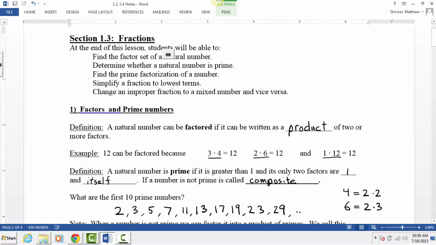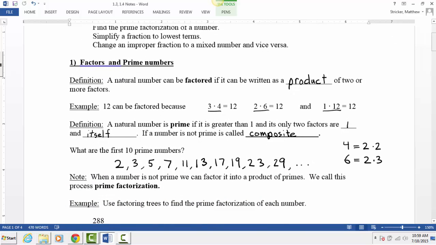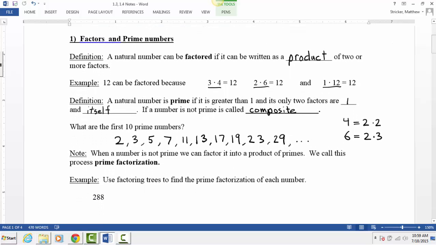And this list just goes on and on and on. In fact, there are competitions where people make lots of money nowadays to figure out what the next greatest prime number is. And really, you can only use computers to help you figure that out. Okay, so then we have this little note here. It says when a number is not prime, we can factor it into a product of all prime numbers. We call this its prime factorization.